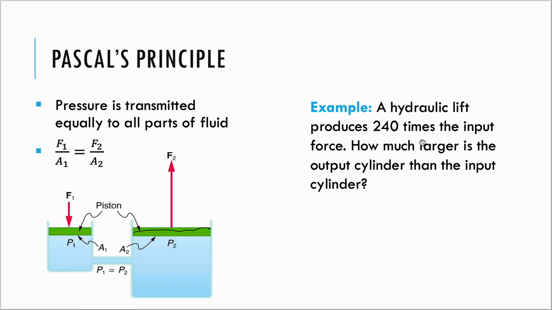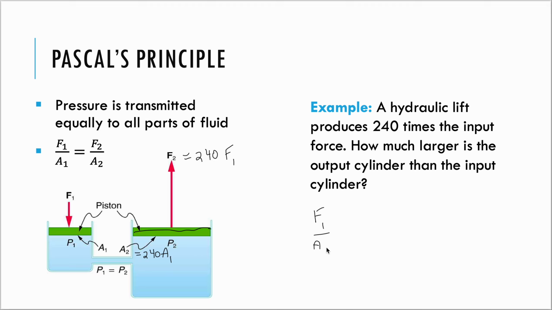A hydraulic lift produces 240 times the input force. How much larger is the output cylinder than the input cylinder? According to Pascal's principle, if you have 240 times the force, so if F2 is 240 times F1, then that means that the area 2 over here is going to have to be 240 times area 1.